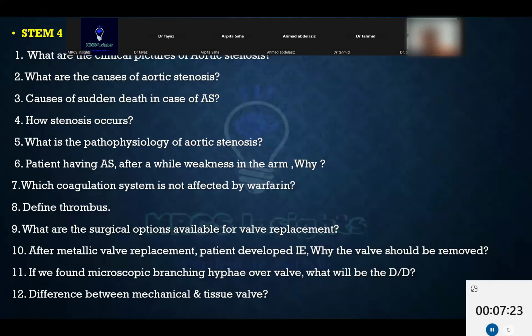Any causes which involve child, adult, or elderly? Yes. In young patients, there may be a congenital deformed valve. In elderly patients, senile calcific aortic stenosis, and post-rheumatic heart disease valve scarring. Okay, very good. So now tell me, what are the causes of sudden death in case of aortic stenosis? Sudden death would be due to MI and aortic dissection.